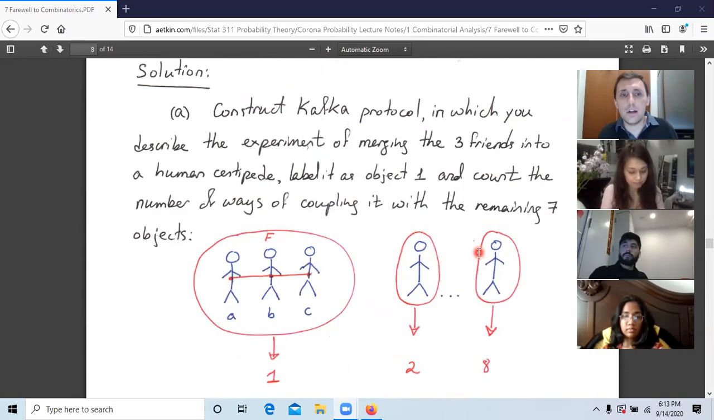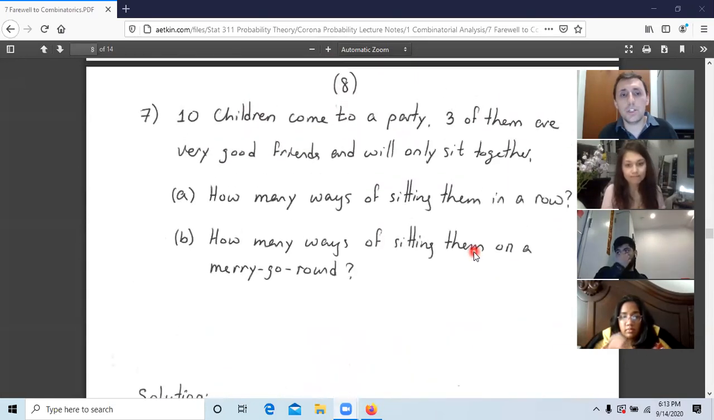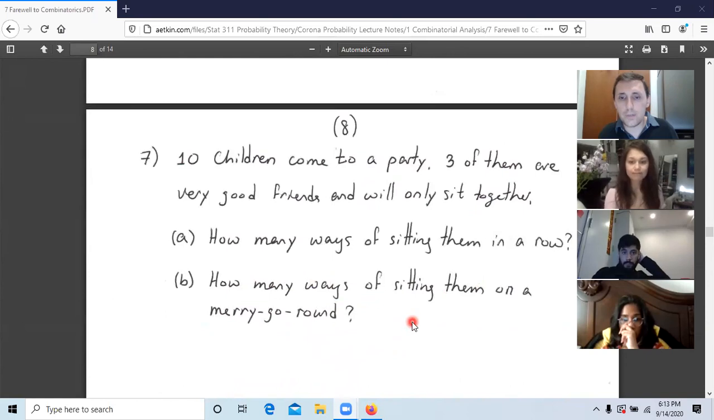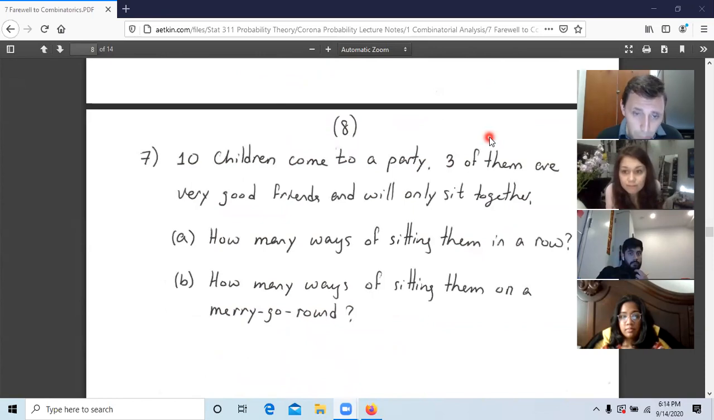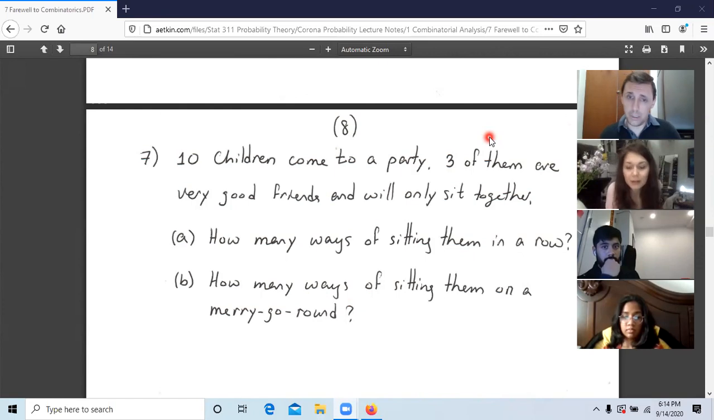Now, the harder part is question B. How many ways of seating them on a merry-go-round? And that might be even vague for you. What is a merry-go-round? What does it mean to seat them in a merry-go-round? So, okay, thank you. It's important to understand what a merry-go-round is. So I'll explain what it is.